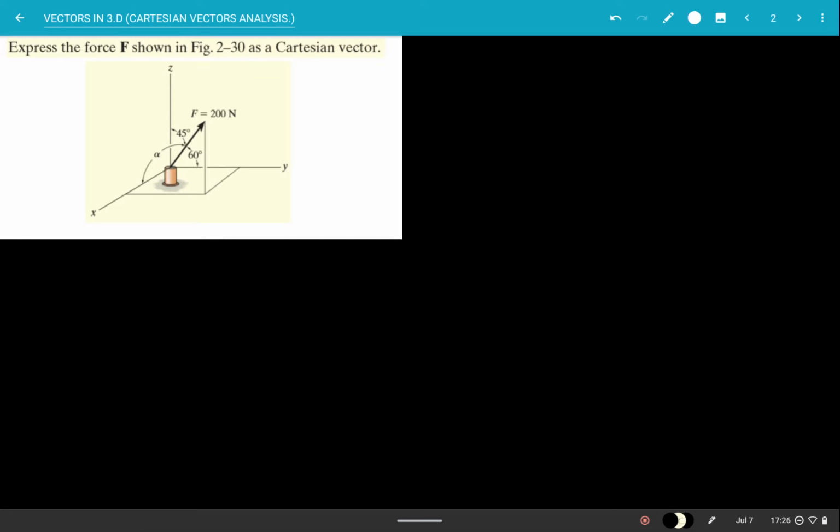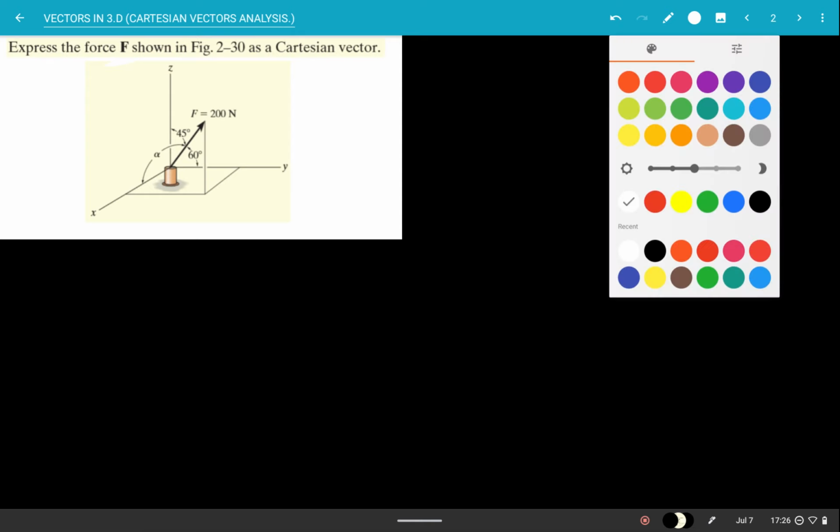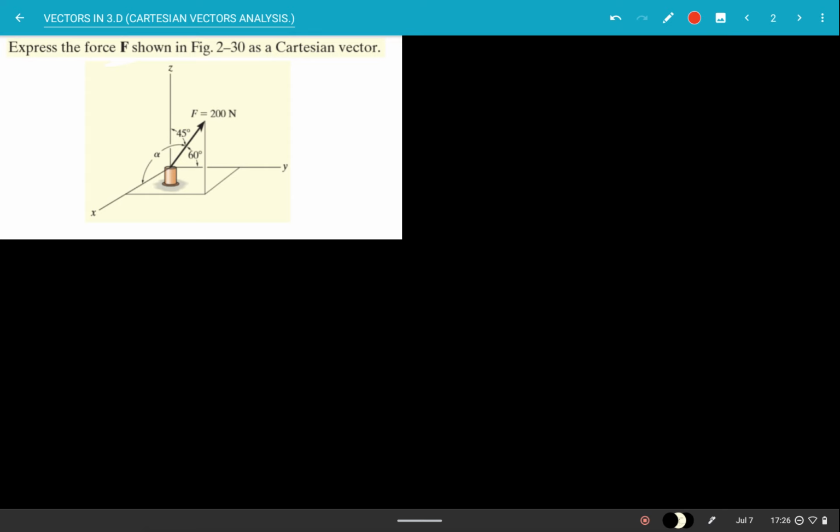So if you look at this question, we're being told to express force F in the figure as a Cartesian vector. So I will change my color to red. So I want to express this given force, which is a 200 Newton force, into a Cartesian vector. I've been given these angles here. These angles are the coordinate directional angles I was explaining.